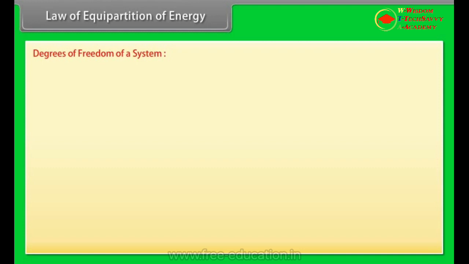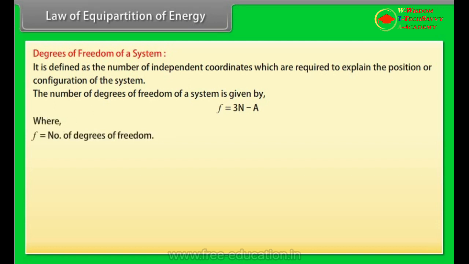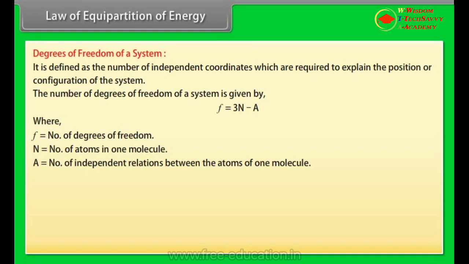Degree of freedom of a system. It is defined as the number of independent coordinates which are required to explain the position or configuration of the system. The number of degrees of freedom of a system is given by f = 3n - A, where f is the number of degrees of freedom, n is the number of atoms in one molecule, A is the number of independent relations between the atoms of one molecule.